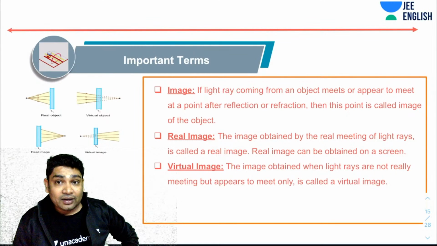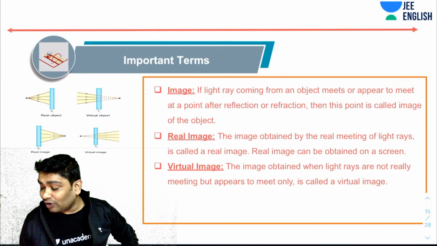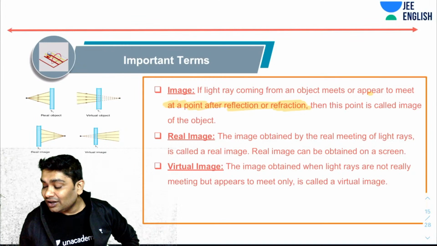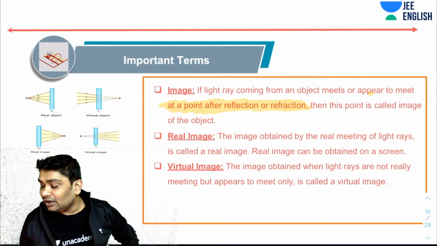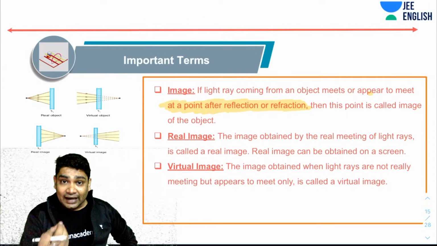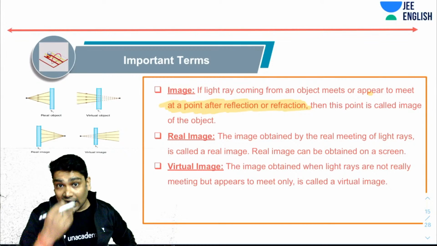Now, what is an image? An image is formed if light coming from any object meets or appears to meet at a point after reflection or refraction. Again, these are two phenomena related to ray optics, and we will talk about them later. So any point after reflection or refraction from where the light appears to come is what we call an image, because that is how your eyes see.